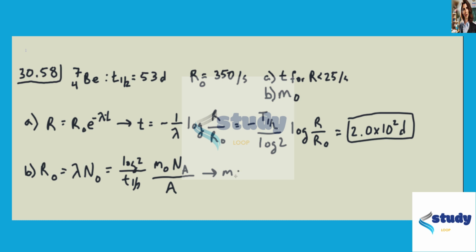And so we just solve for the initial mass here. It's going to be the initial decay rate times the half-life times the mass number divided by Avogadro's number times the log of 2.